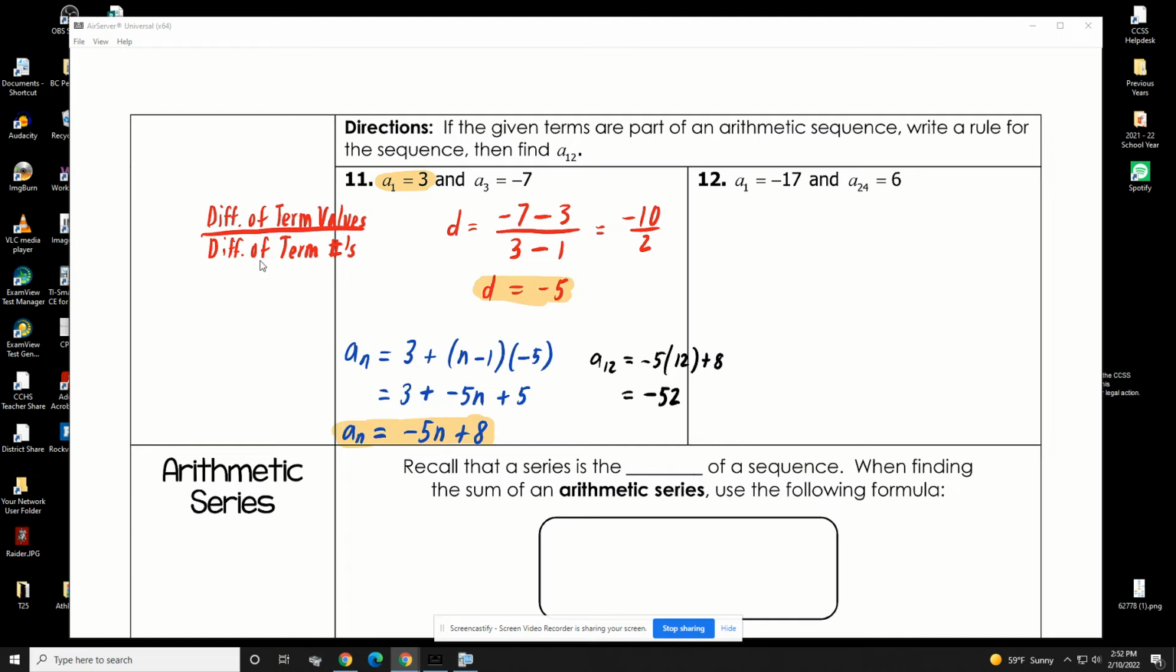Now, real quickly, I just want to do number 12 with you. Remember, it's the same thing. I just need to find my common difference. So I take my biggest term value. Guys, what's my biggest term value? Well, that's a sub 24's term value, 6. And I subtract my smaller term's value, negative 17. And I put that over my biggest term, 24, minus my smallest term, 1. So 6 minus negative 17 is 6 plus 17, which is 23. And 24 minus 1 is 23. So my common difference here is 1.